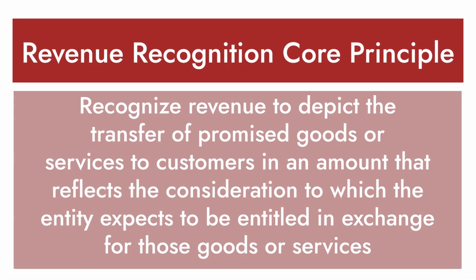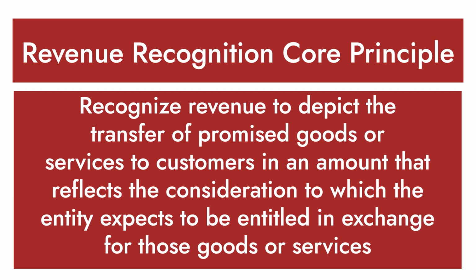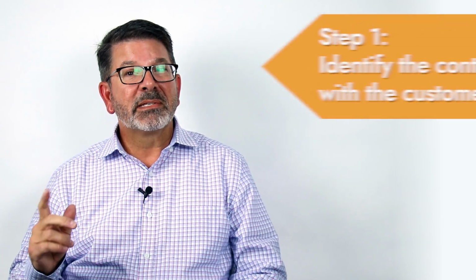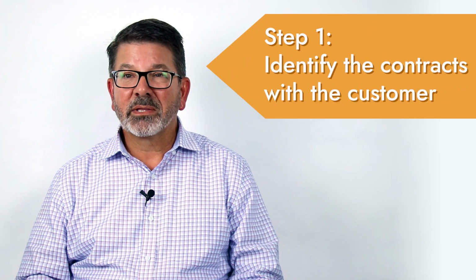The core principle of revenue recognition is to recognize revenue to depict the transfer of promised goods or services to customers in an amount that reflects the consideration to which the entity expects to be entitled in exchange for those goods or services. And ASC 606 sets out a 5-step model. Let's walk through each of these steps. Step 1, identify the contract with the customer.